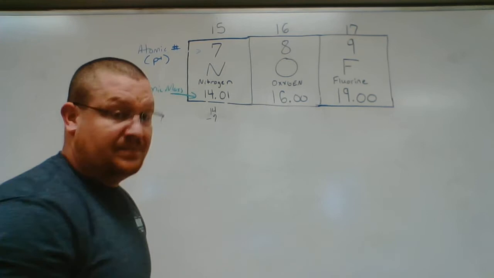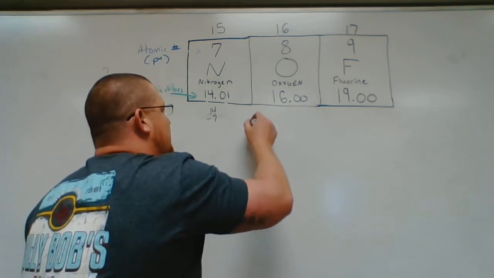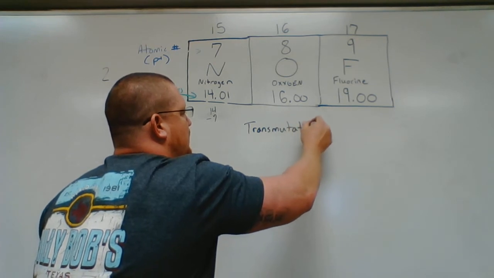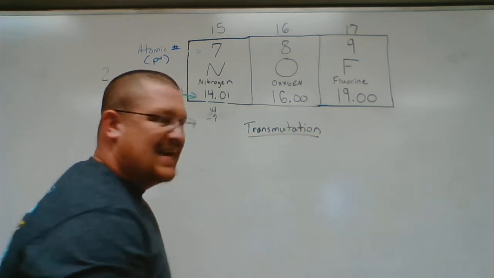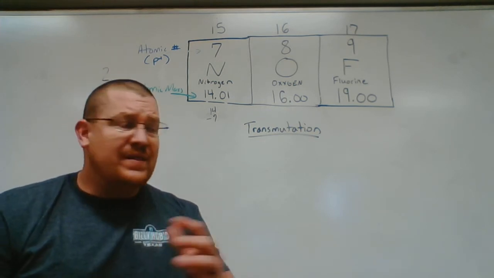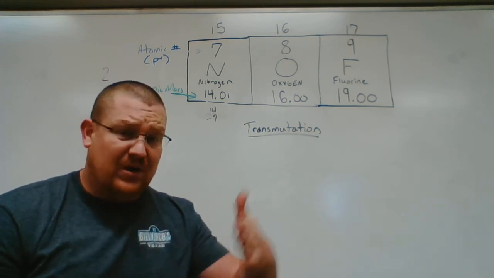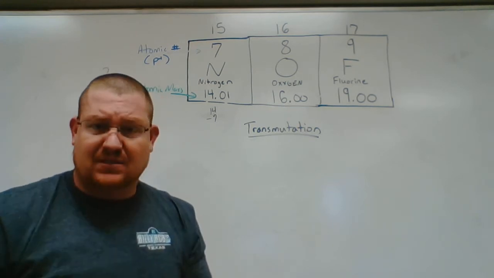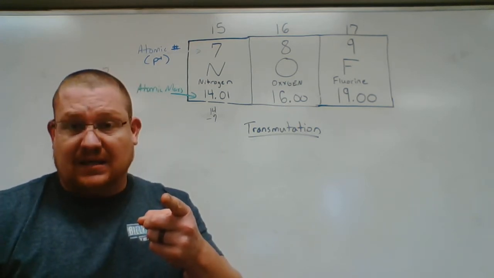All right, last thing. Transmutation means change from one thing to another. Change the identity from one to another. Very simple. So we talked about neutrons. We talked about electrons. What's coming next?